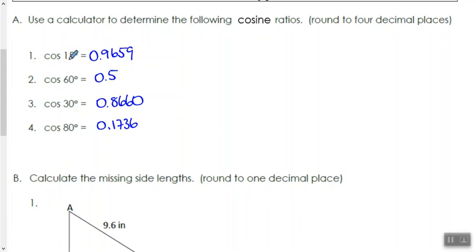So what your calculator is doing with cos of 15: anytime you have any triangle that has a 15-degree angle, the ratio of its side adjacent divided by its hypotenuse is going to be 0.9659 every single time. It doesn't matter how big or small the triangle is. If that angle is 15, it will always have a ratio of adjacent over hypotenuse of 0.9659, and so forth.